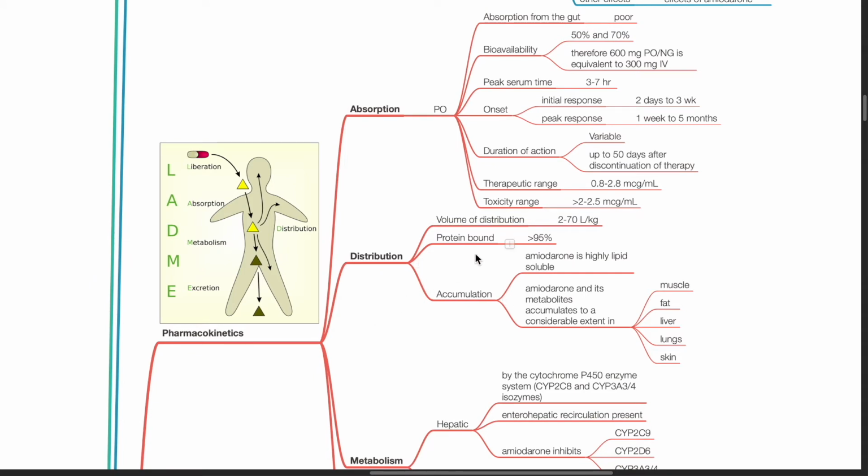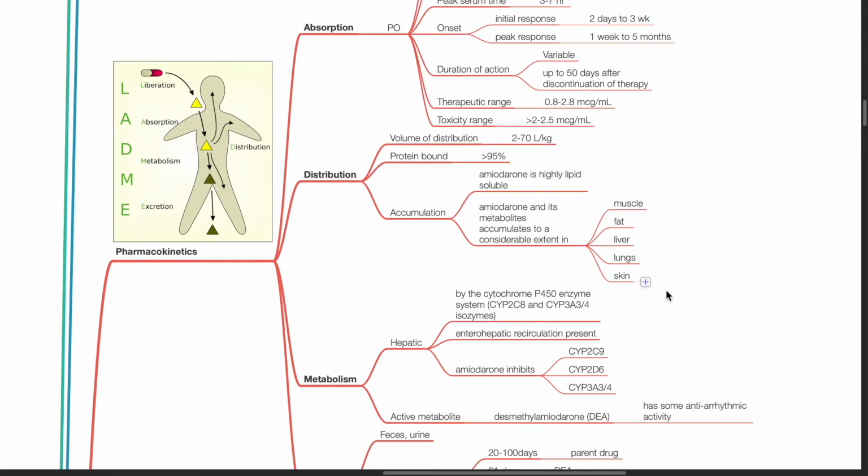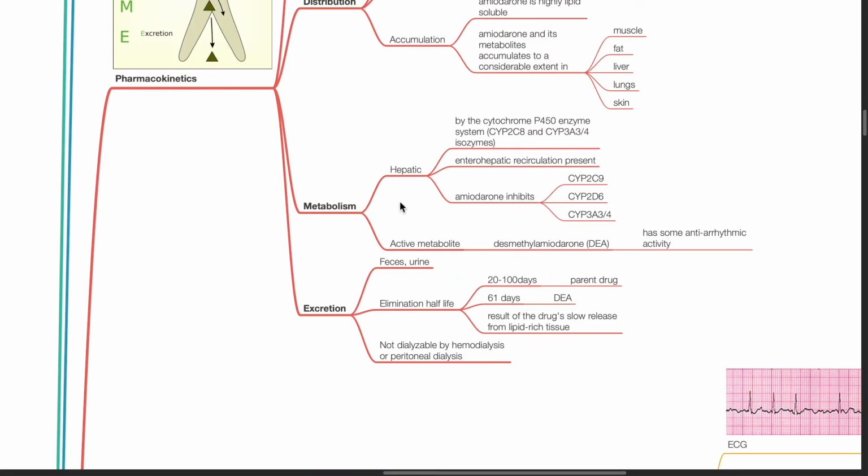Distribution. Volume of distribution is 2 to 70 liters per kg. Protein bound more than 95%. Accumulation. Amiodarone is highly lipid-soluble. Amiodarone and its metabolites accumulate to a considerable extent in muscle, fat, liver, lungs, and skin. Metabolism of amiodarone is in the liver by the cytochrome P450 enzyme system, CYP2C8 and CYP3A3 and 3A4 isozymes. There is enterohepatic recirculation. Amiodarone inhibits CYP2C9, CYP2D6, and CYP3A3 and 3A4.